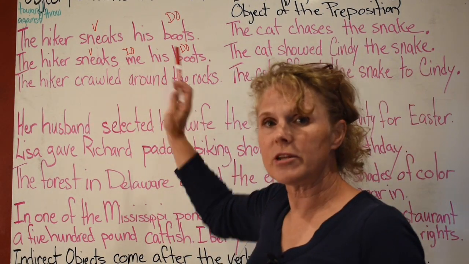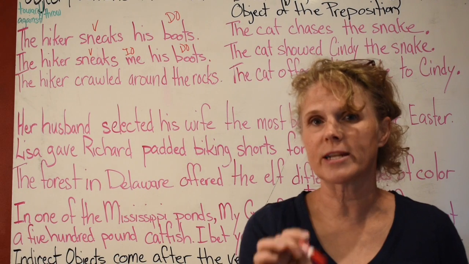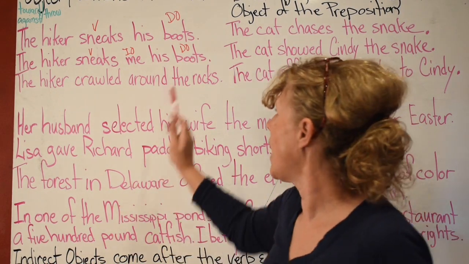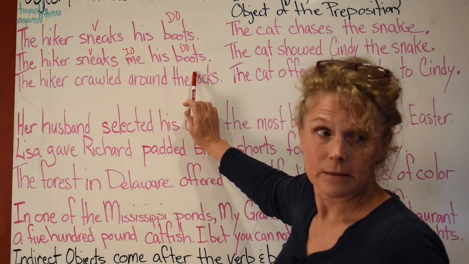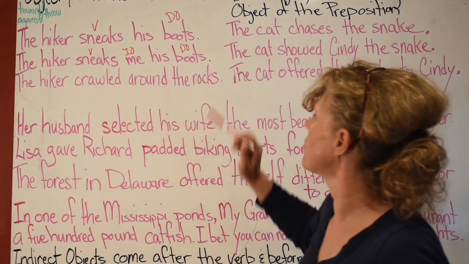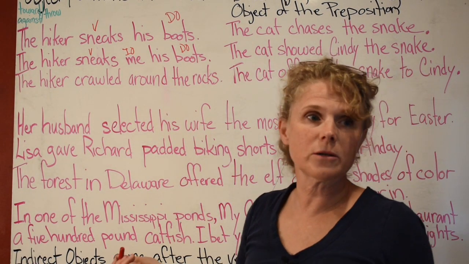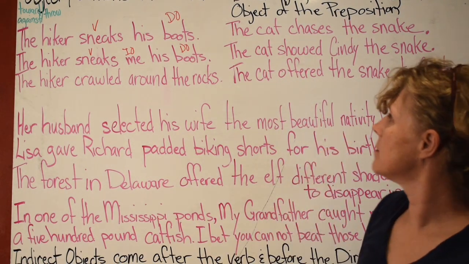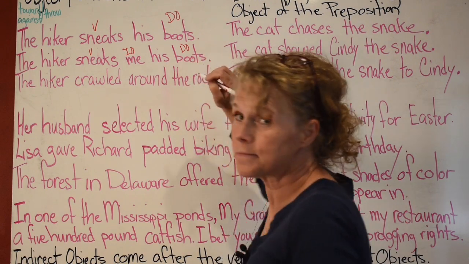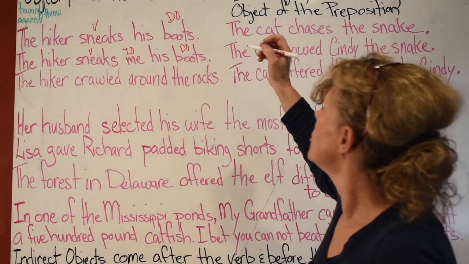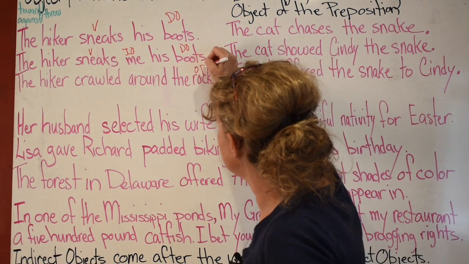All right, so now that's how you find it. You cannot have an indirect object without a direct object. They don't exist. You have to have this, you have to have this. So the hiker crawled around the rocks. Okay, what object position do we have in there? Rocks. Nice. What is it? Object of the preposition.